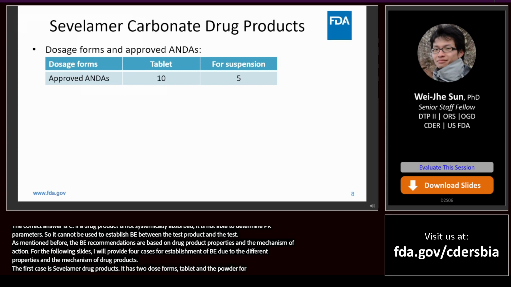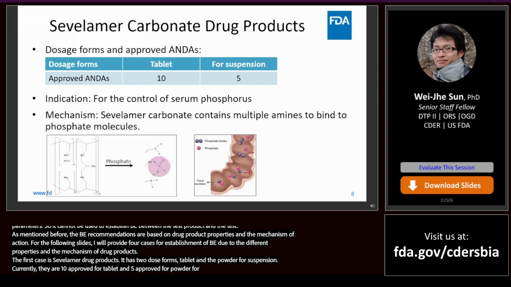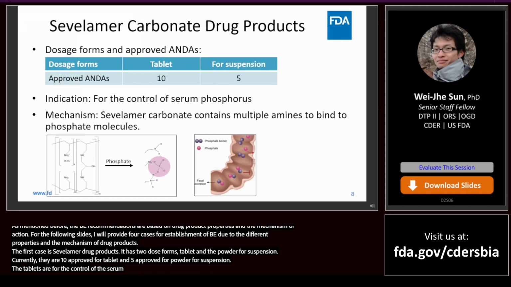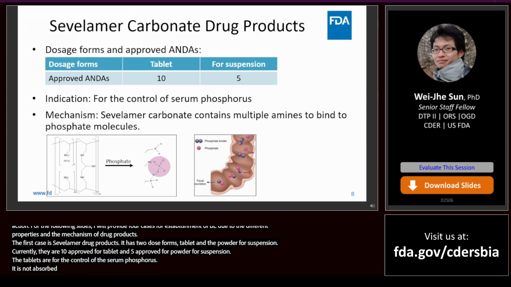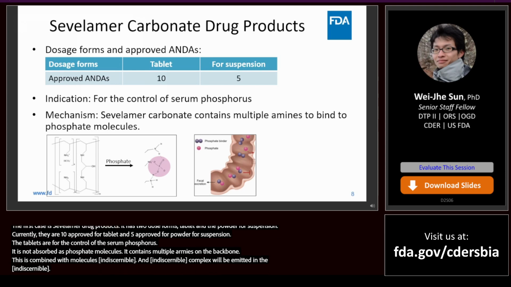Currently, there are 10 approved ANDAs for tablet and 5 approved ANDAs for powder for suspension. Sevelamer carbonate products are for the control of the serum phosphorus. Sevelamer carbonate is a non-absorbed phosphate binding cross-linking polymer. It contains multiple amines on the polymer backbones. These amines can bind to phosphate molecules through ionic and hydrogen bonding, and then form an insoluble complex. This insoluble complex will be eliminated in the feces. Therefore, sevelamer carbonate can decrease phosphate concentration in the serum.